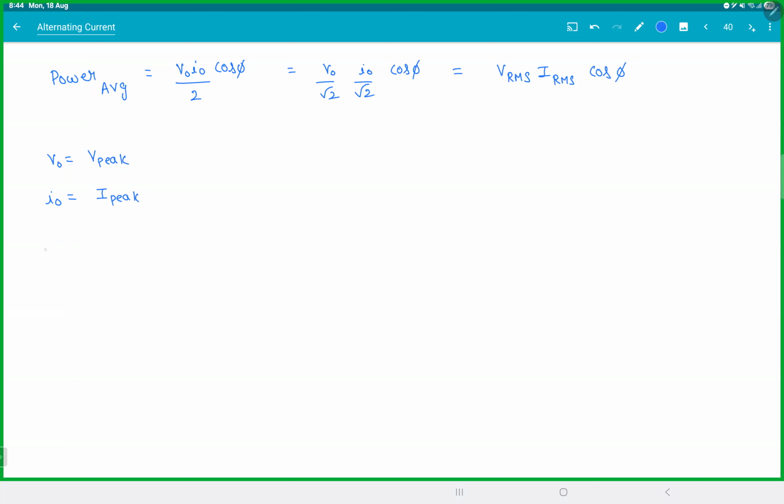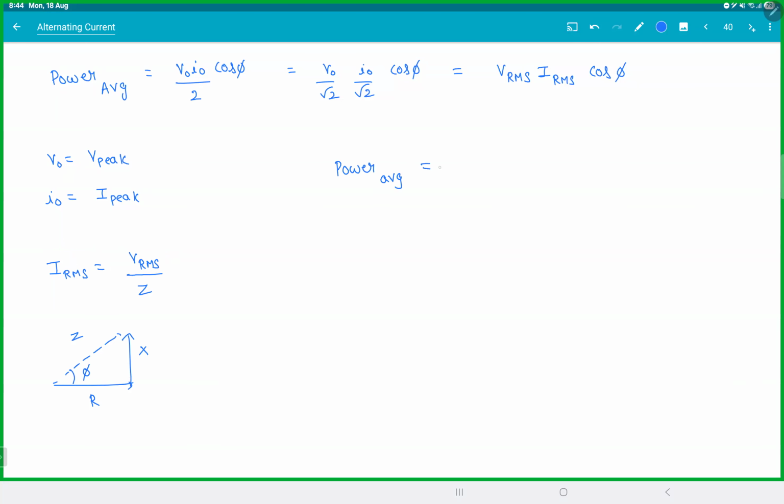And we can also write, what is VRMS? IRMS into Z. That's the definition of IRMS if you remember. IRMS of the system will be nothing but VRMS by R equivalent. We don't call it R equivalent, we call it Z. So this is one formula here.